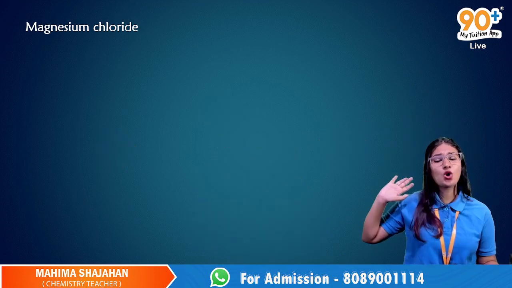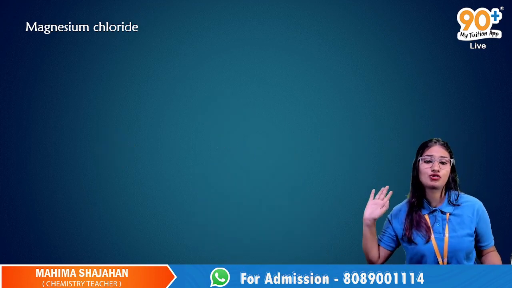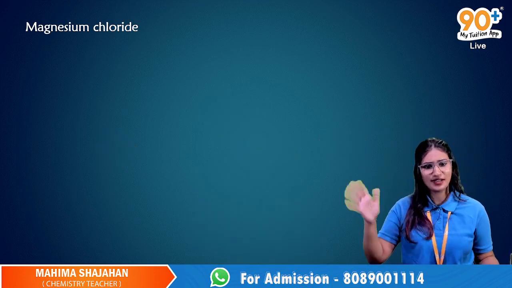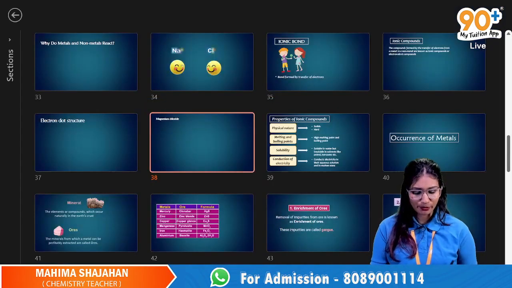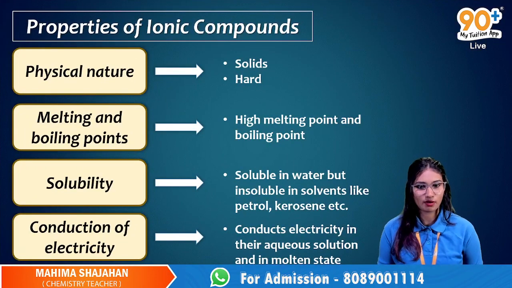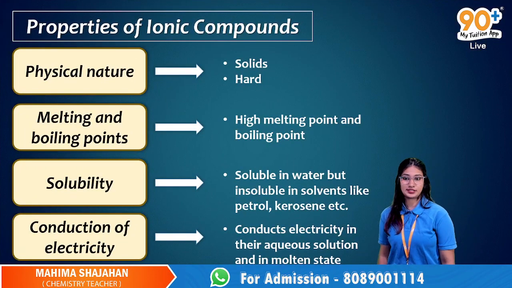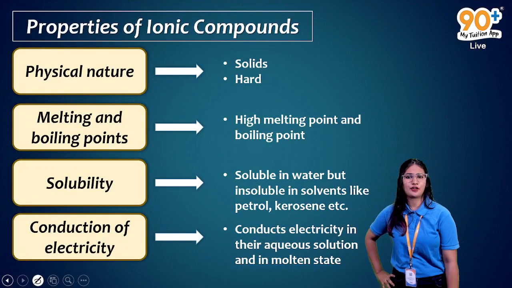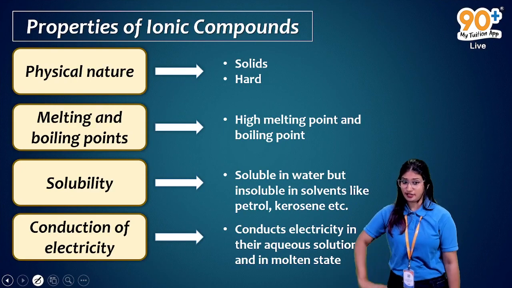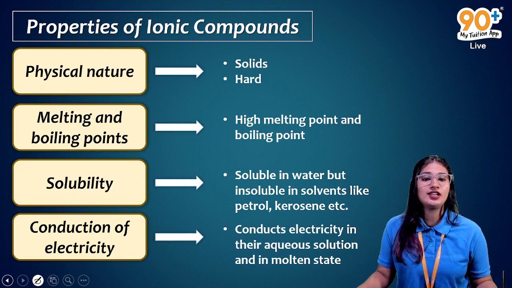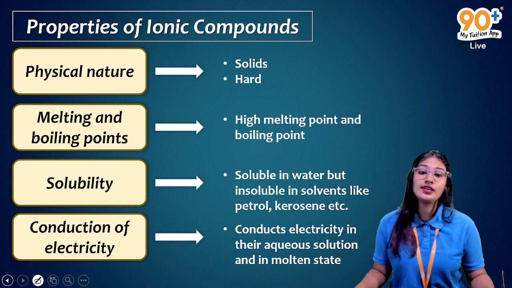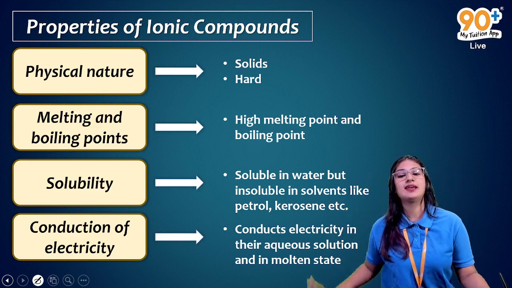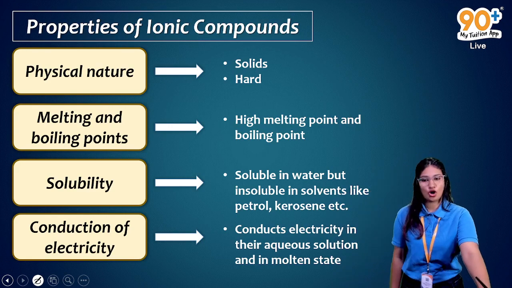So we saw ionic compounds, and how to draw the electron dot diagram of magnesium chloride. It was just an example. Now we should know about the properties of these ionic compounds. What is their physical nature? They are solids and they are very hard. What about their melting and boiling points? Ionic compounds have very high melting points and very high boiling points.